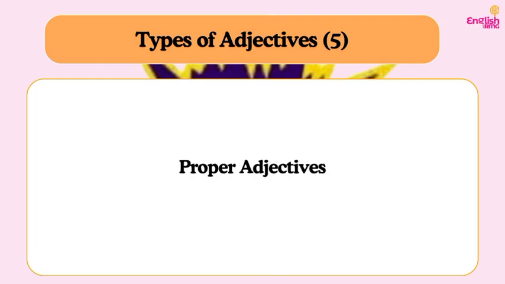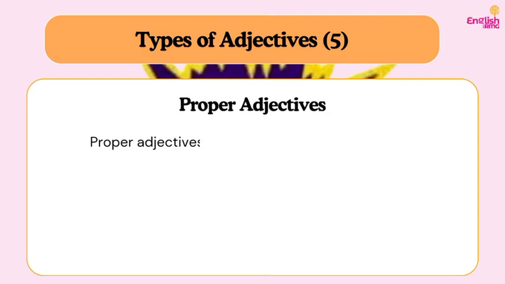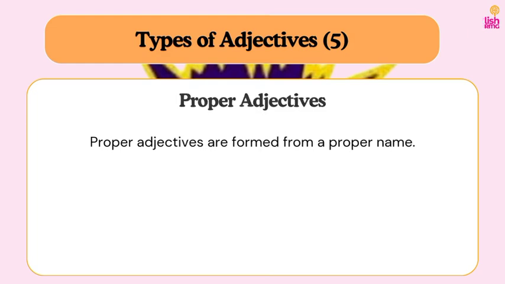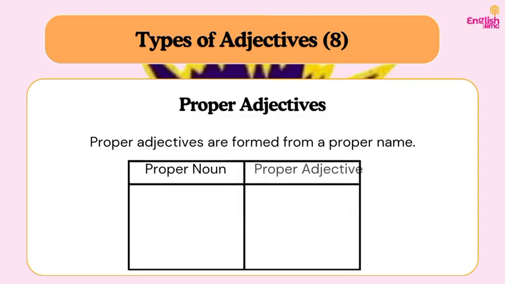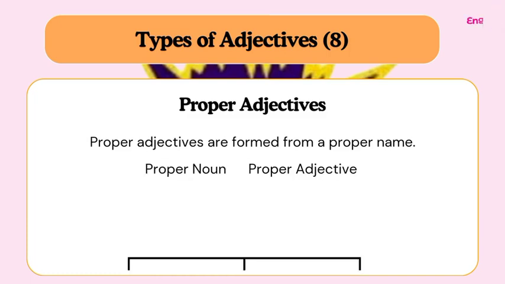So we have types of adjectives and we are going to discuss them. So let's begin with proper adjectives. Proper adjectives are formed from a proper name, that is a proper noun. Just like your name is a proper name, names of places are proper. Do you understand? So we also have proper adjectives. So let's look at a few examples of proper adjectives.